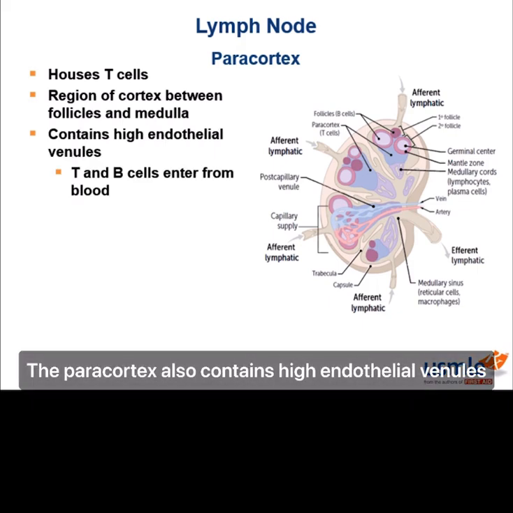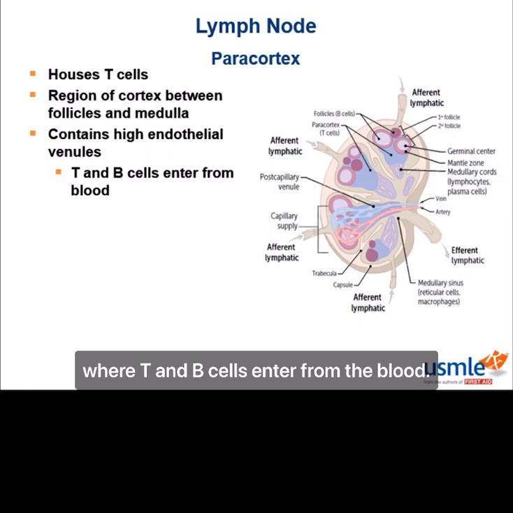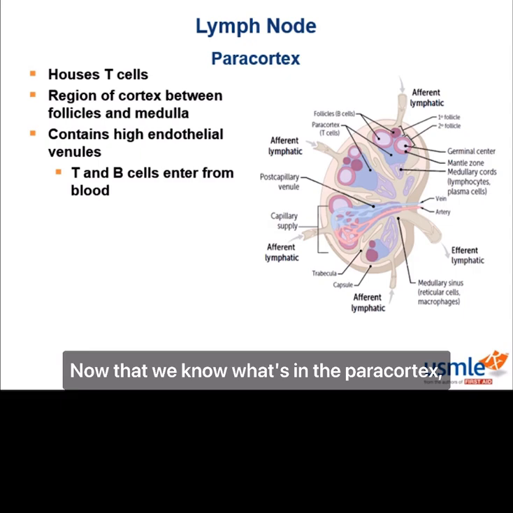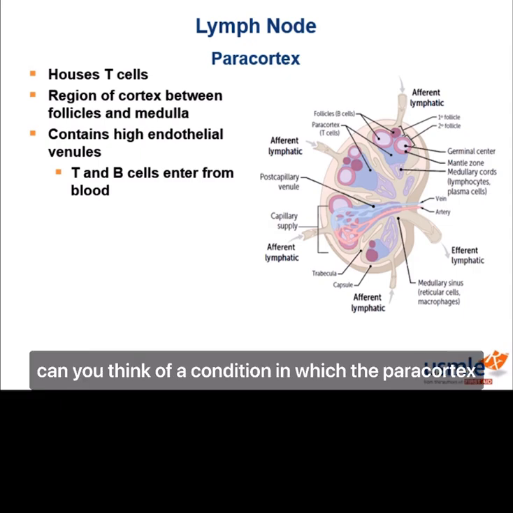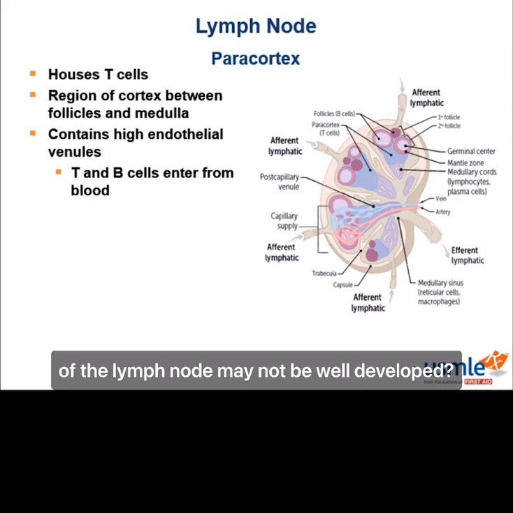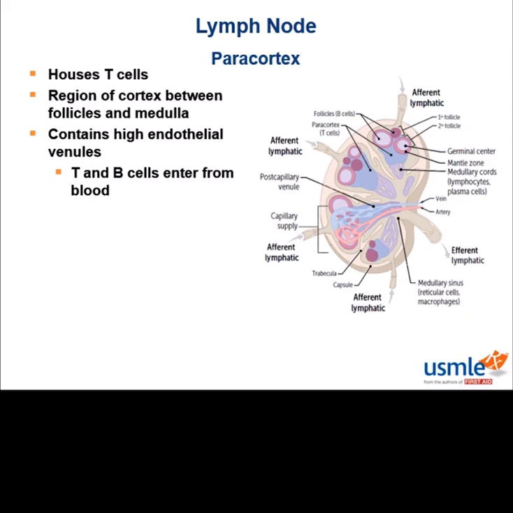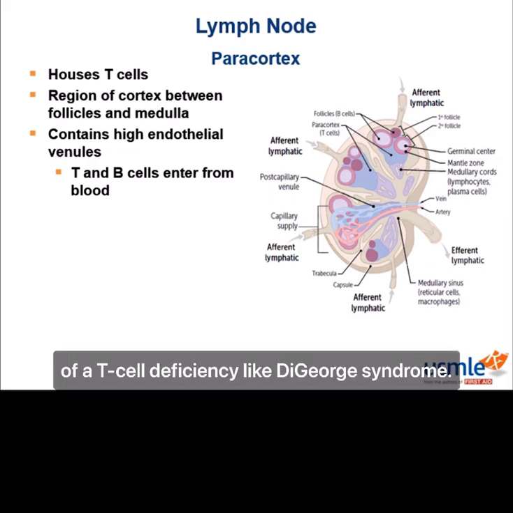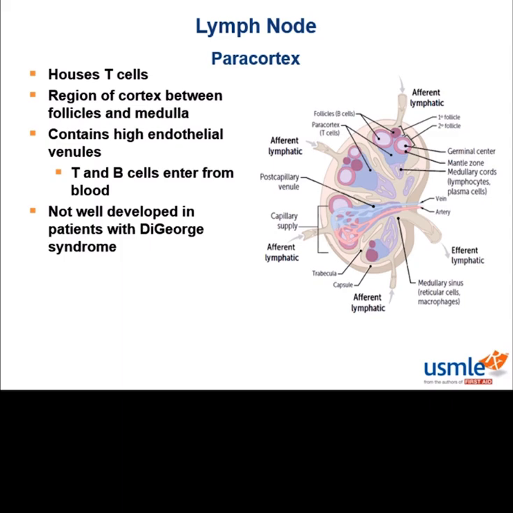The paracortex also contains high endothelial venules, where T and B cells enter from the blood. Now that we know what's in the paracortex, can you think of a condition in which the paracortex of the lymph node may not be well developed? You're right if you're thinking of a T cell deficiency, like DiGeorge syndrome.